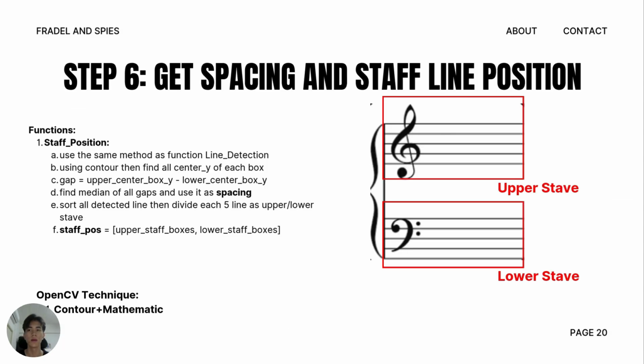Here in step 6, we're using step position, which has a similar method to the line detection function. Then we find the center Y position of each step line. Then, using the median of the center Y positions as the distance between each line, we call it spacing. Then we sort by center Y position and divide every 5 lines into upper and lower. Then we store the upper and lower step line positions as a list called step post. The OpenCV technique that we use here is contour, integrated with some calculation using the box position from the contour.